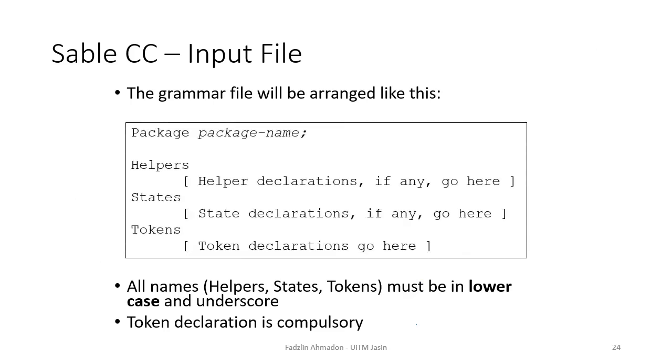So first of all, you're going to have a declaration of package, helpers, states, and tokens. This is especially for lexical analysis. It is important to remember that for SableCC, all names must be in lowercase, and you can also use underscore. So all capital letters are not accepted. And then token declaration is compulsory. Helpers and states are optional.